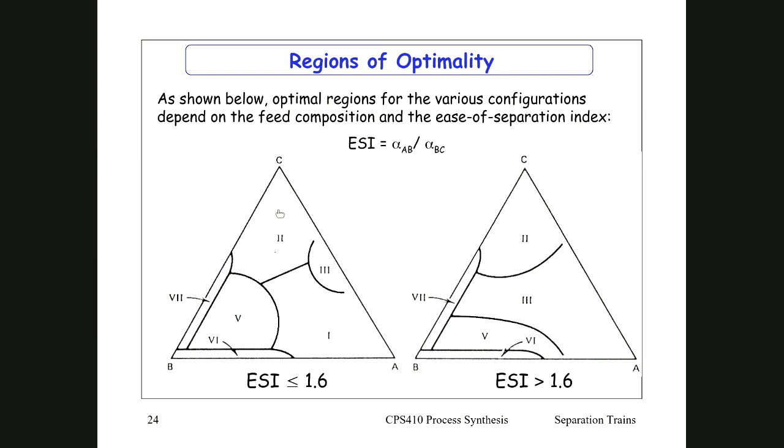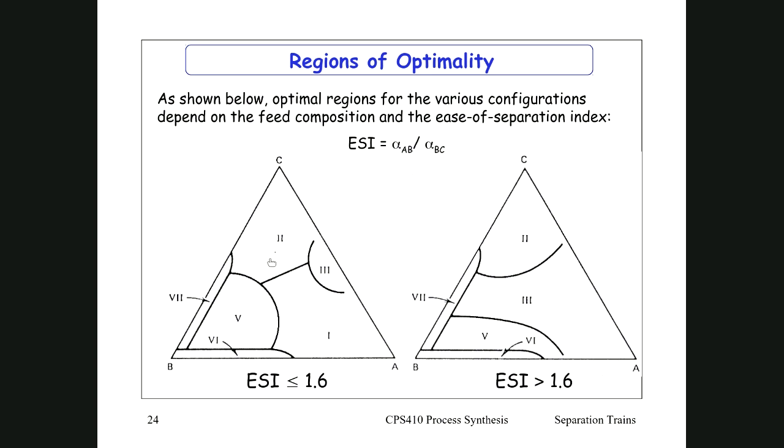In a similar way, if you've got mostly C, then the heuristic that says take off the component with the highest molar flow rate first would come into effect. And therefore you would use number 2, which is the indirect sequence. You would take off C first everywhere in this part.